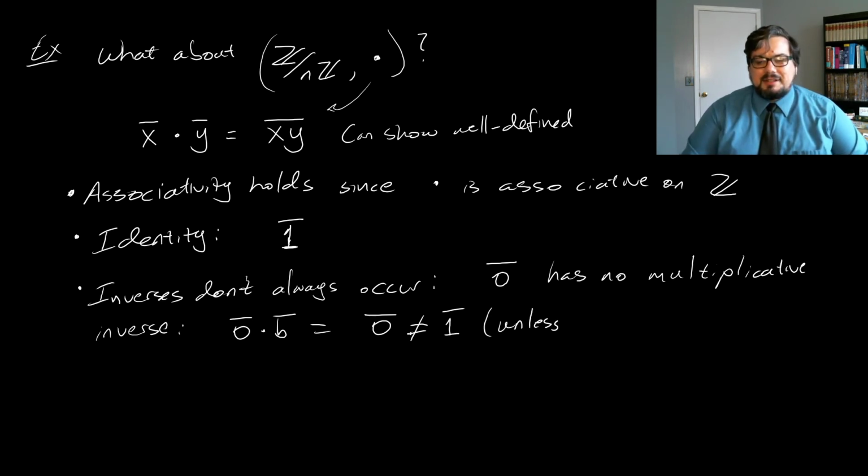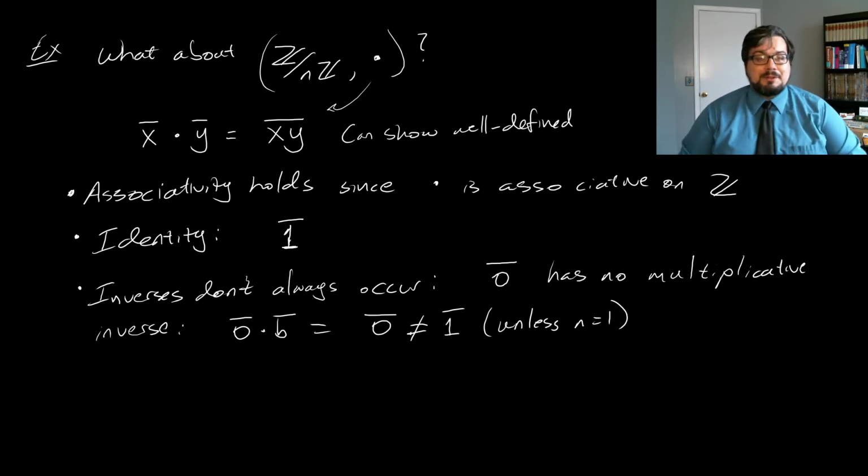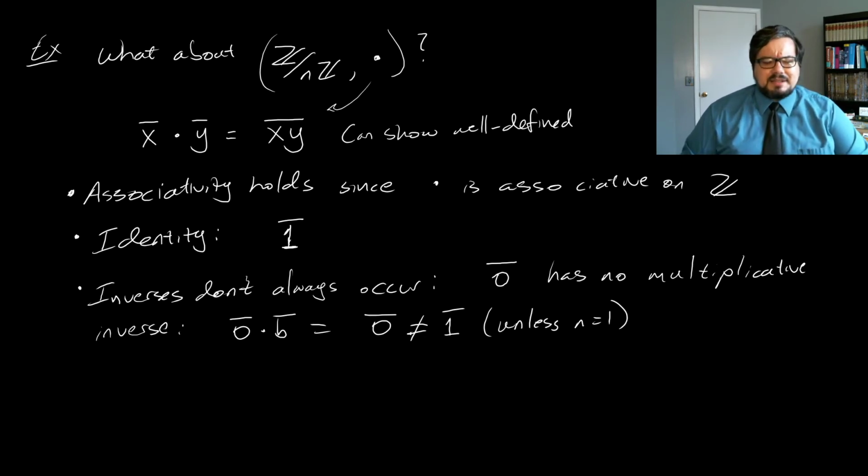Unless n equals 1, which is a very, very trivial situation where the set Z mod NZ has only one element in it. So this means that Z mod NZ with multiplication does not have inverses. Now, the last time we ran into this, we tried to fix this by doing a couple of things.